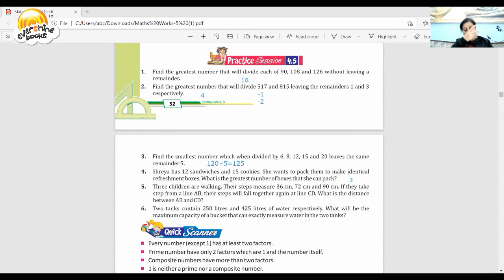Okay. After that, sixth point is two tanks contain 250 milliliters and 425 liters of water respectively. What will be the maximum capacity that can exactly measure water in the two tanks? So you have to take out the maximum number, meaning HCF.